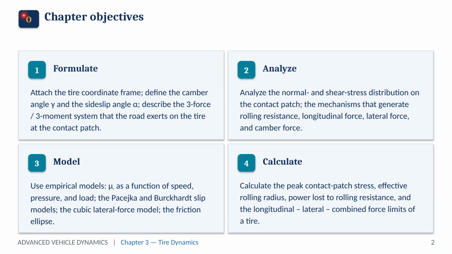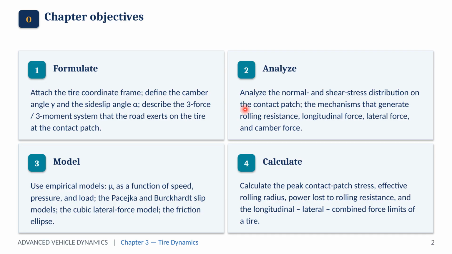The chapter has 4 objectives. First, formulate. You will attach the tire coordinate frame, define the camber angle gamma and the sideslip angle alpha, and describe the system of 3 forces and 3 moments that the road applies to the tire at the contact patch. Second, analyze the distribution of normal and shear stress over the contact patch, and from that understand how rolling resistance, longitudinal force, lateral force, and camber force are generated.